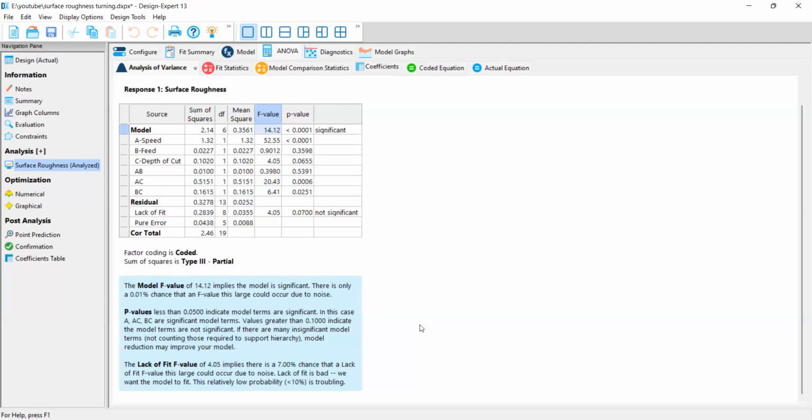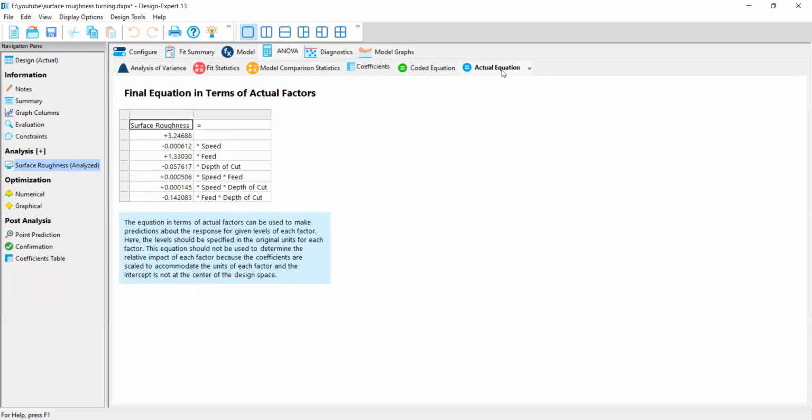There is also an actual equation that is developed by Design Expert when you are doing an experiment on response surface methodology. Here you can see the actual equation is shown, the final equation in terms of actual factors. The surface roughness can be represented in terms of the factors that we have selected for the turning operation, that is the speed, feed and depth of cut, with the interactions of speed and feed, speed and depth of cut, and feed and depth of cut. So this is the equation that can be used to find the value of surface roughness.